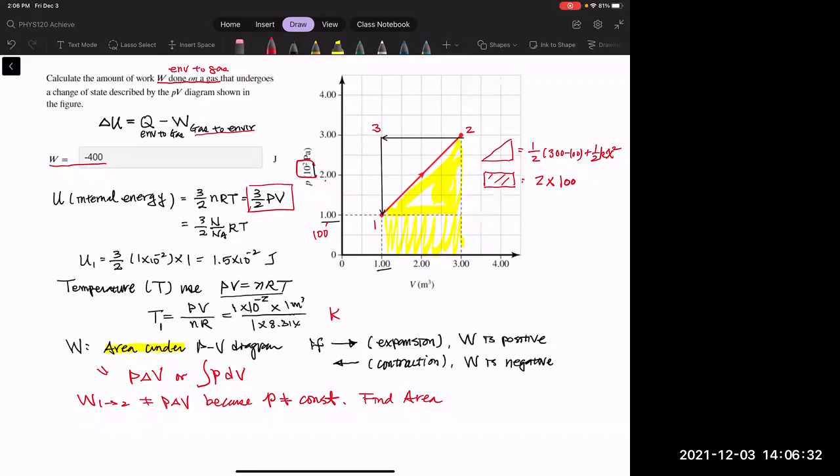Okay, and in this problem, you also need to know what is the isobaric, what is the isochoric, what is the isothermal. There's another situation called adiabatic. Adiabatic meaning Q is equal to 0. If you have isochoric, then W equal to 0. Okay, work equal to 0.